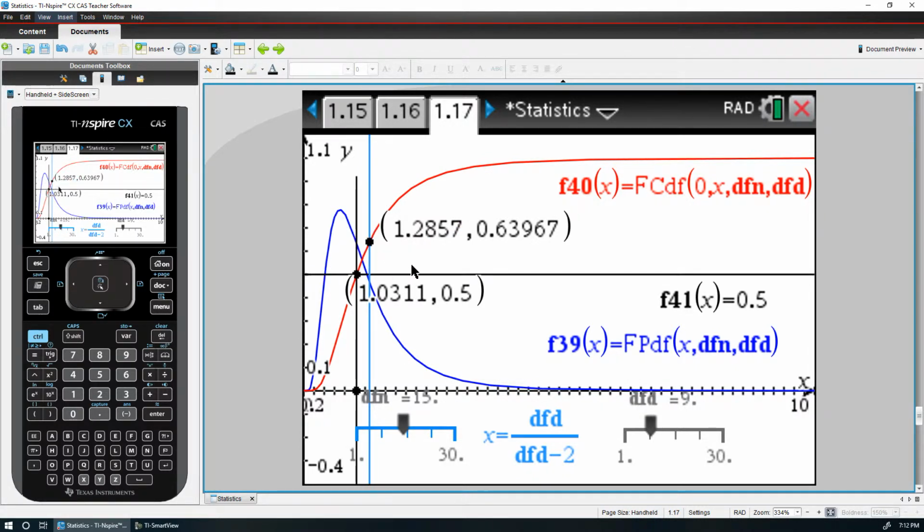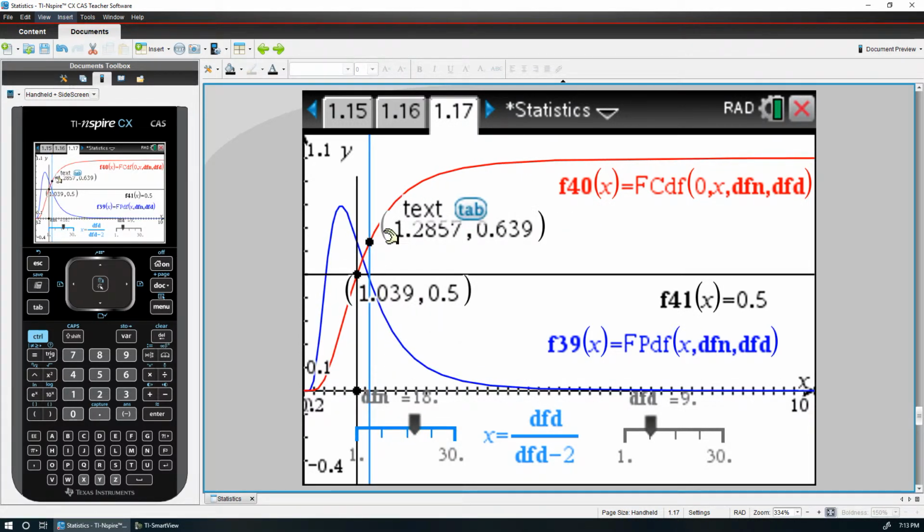You can see that this is a graph of y equals 0.5, and we can see where that touches the red CDF graph is right here. So this x value is the median right there. You can see it's about 1.03 at the moment, and that's changing slightly as I move this around.